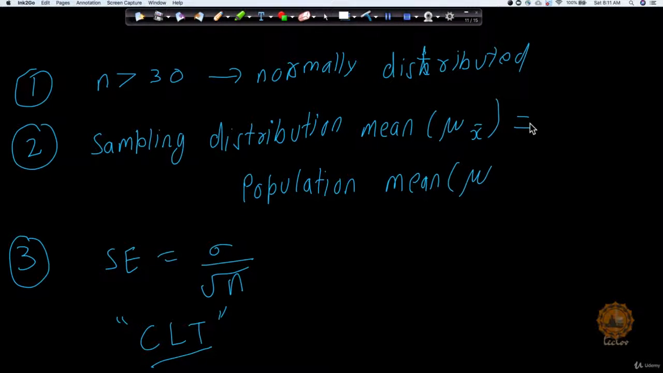Point number two, the sampling distribution mean is almost equivalent to the population mean, as we have seen in the last session where I took an example and explained it in detail. The third important point is that the sampling distribution standard deviation, which is also represented as standard error, is equal to the standard deviation divided by the square root of your number of samples. These 3 points define your central limit theorem.